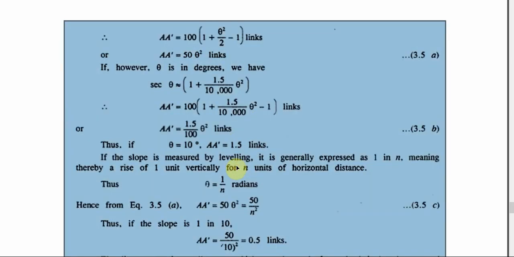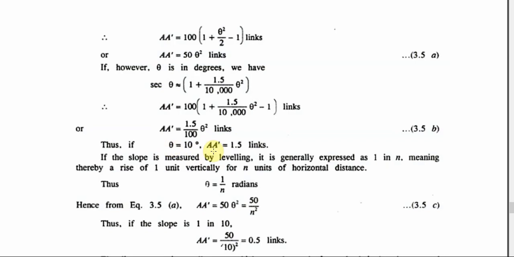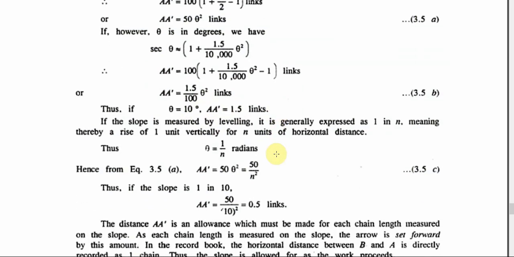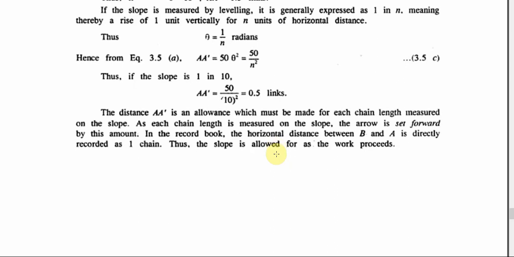So if theta is equal to 10 degrees, you will get the hypotenusal allowance as 1.5 links. So on a sloping ground, you will put a chain. At the end of the chain, you will again add 1.5 links and put an arrow there. So this is the hypotenusal allowance.